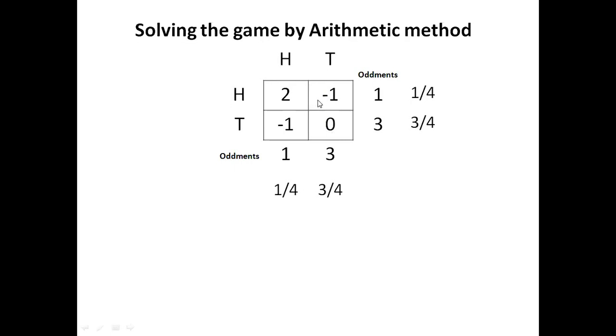That is minus 1 into 1 by 4 plus 0 into 3 by 4. So this will be the value of the game. And similarly, when you use the oddments of the player 2, then it is 2 into 1 by 4 minus 1 into 3 by 4.